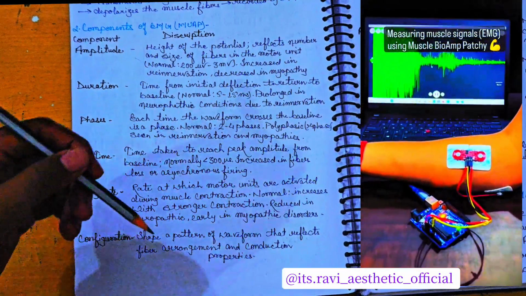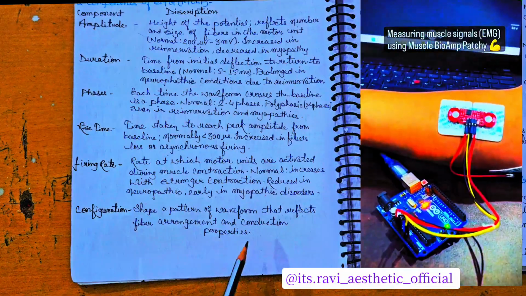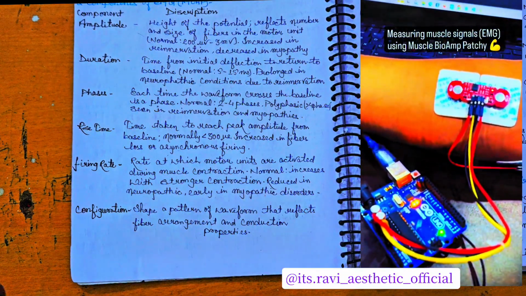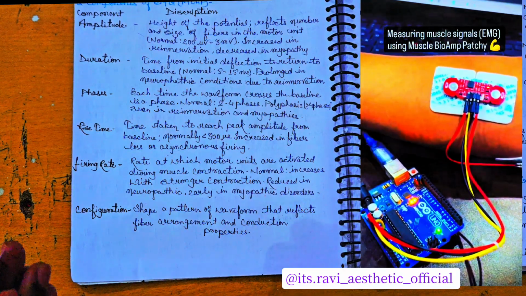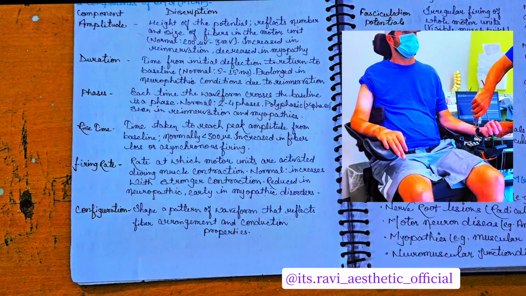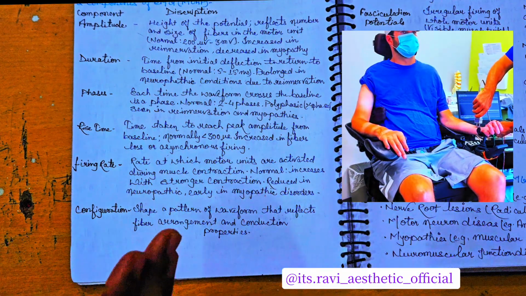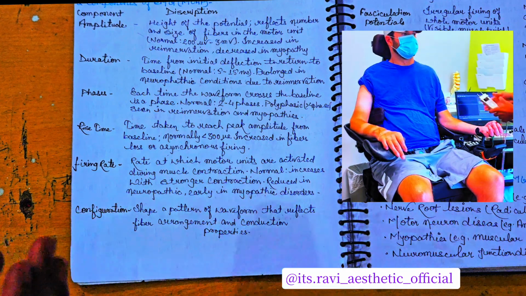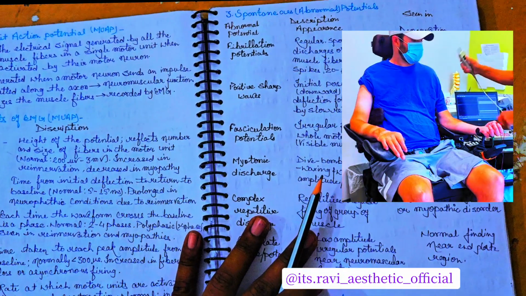The configuration, the shape or pattern of the waveform, reflects the fiber arrangement and conduction properties. From all this data we can figure out the different waveforms shown on the electromyography and how the prognosis of the patient will go during the treatment protocol for a patient suffering from a neuropathic, neurological or myopathic disorder. So those are the components of the motor unit action potential.